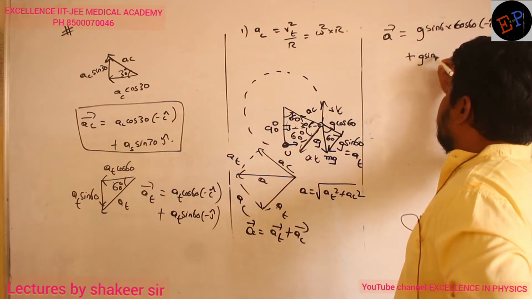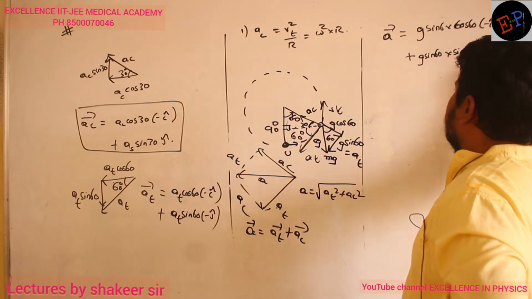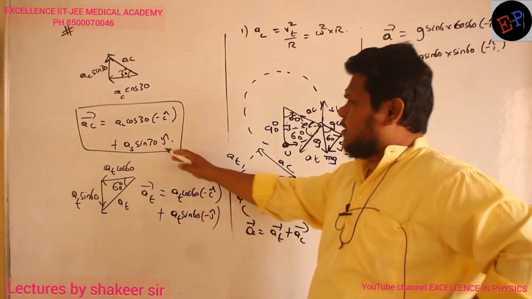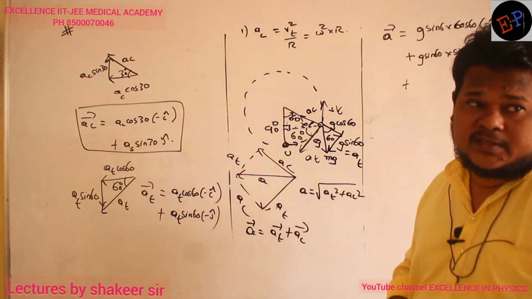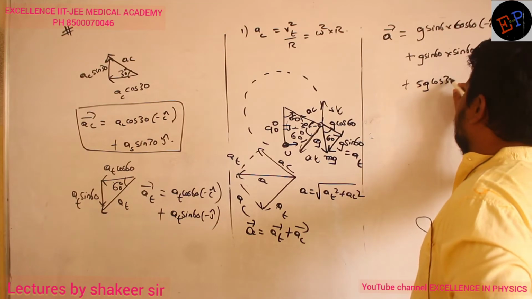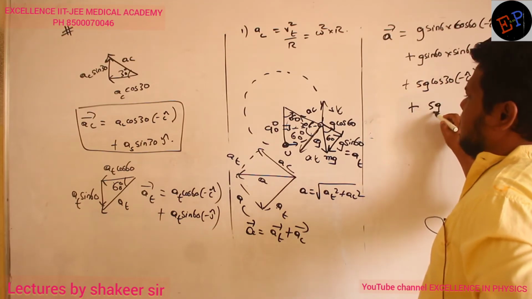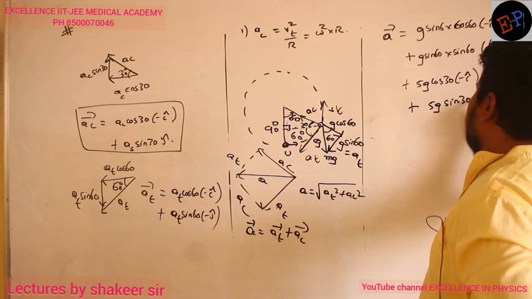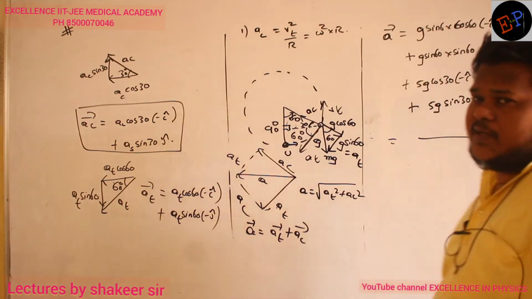G sin 60 multiplied by sin 60 minus j cap, plus now you add AC. AC value is how much? 5g, no? So 5g cos 30 minus i cap plus 5g sin 30 j cap. Okay, so just simplify them, that is your required answer.